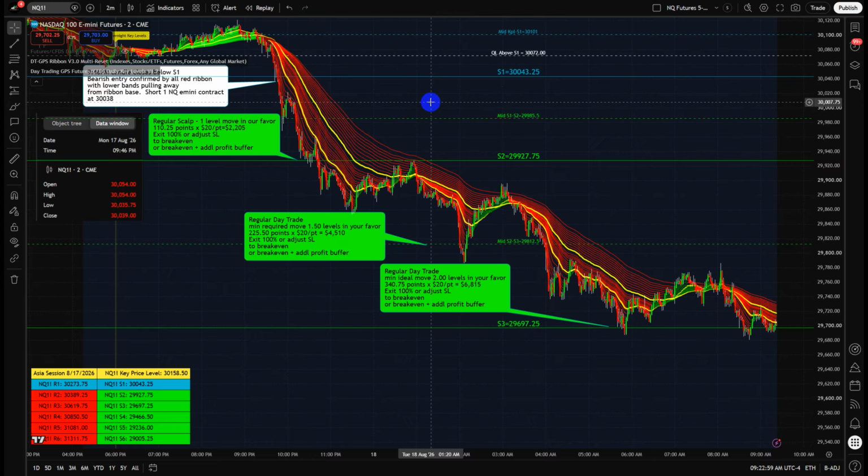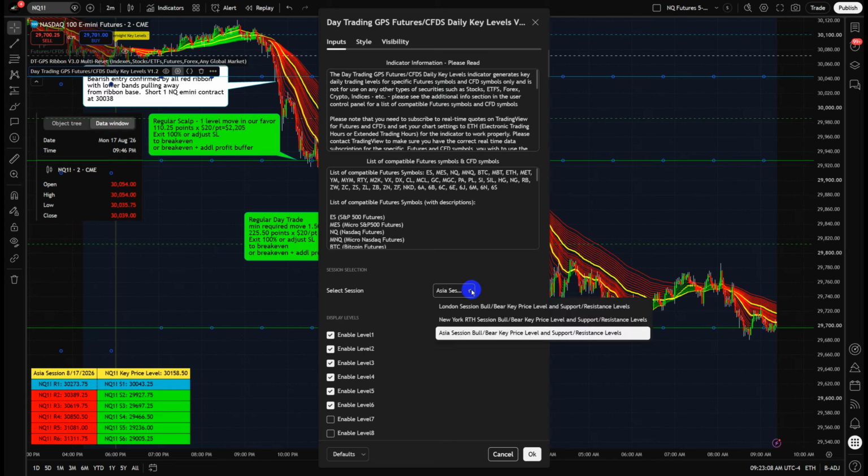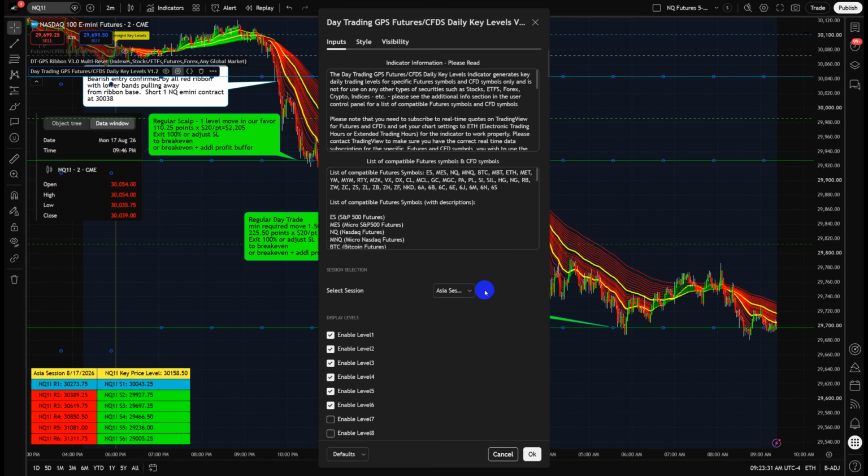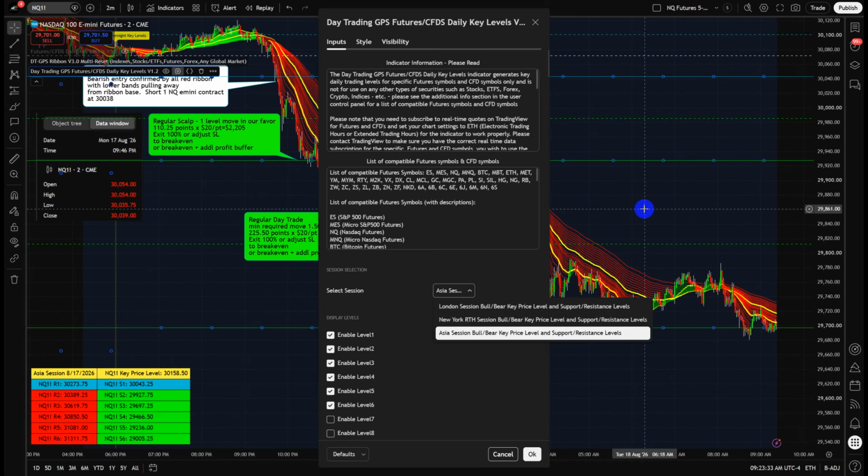Okay, so now let's look at London session levels. So with this particular indicator, you can utilize it for Asia, London, or New York. Now, some of you may already be familiar with our other futures daily key levels indicator, which is also included if you purchase the futures daily key levels indicators. You actually get 2 indicators. So you're going to get this one, which has the levels for Asia, London, and New York.